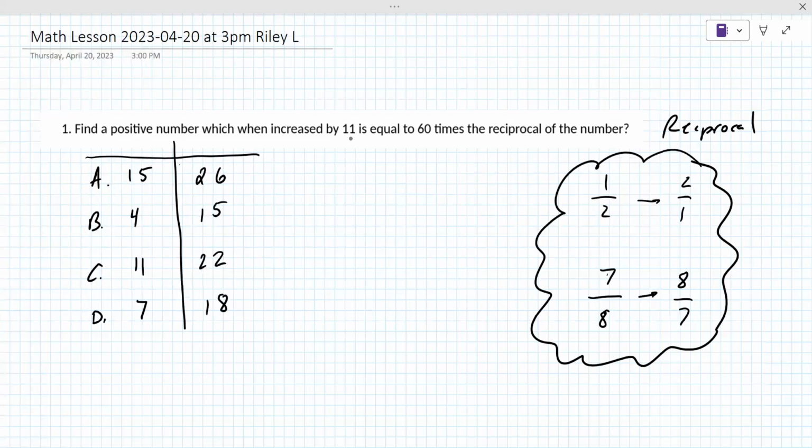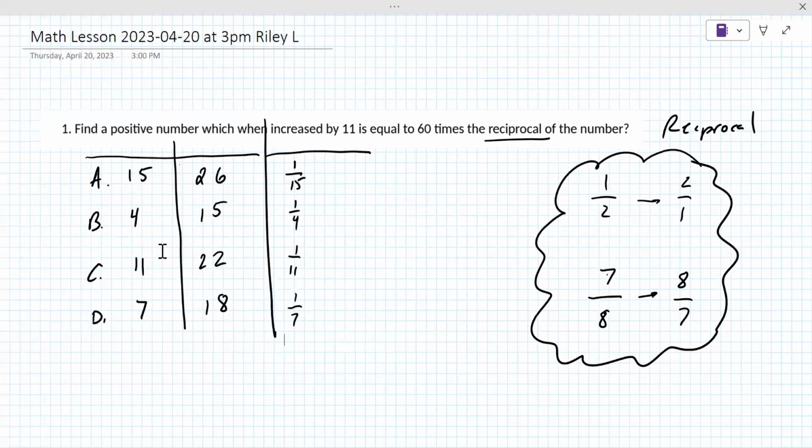Okay. And then the next thing you need is the reciprocal of the original number. So the reciprocal of the original number is 1/15. 15/1 becomes 1/15. That's the whole, like, take the number and switch the top and the bottom. And then 4 becomes 1/4. 11 becomes 1/11. And 7 becomes 1/7. Okay. Now, the next thing is they want you to multiply each of these by 60.